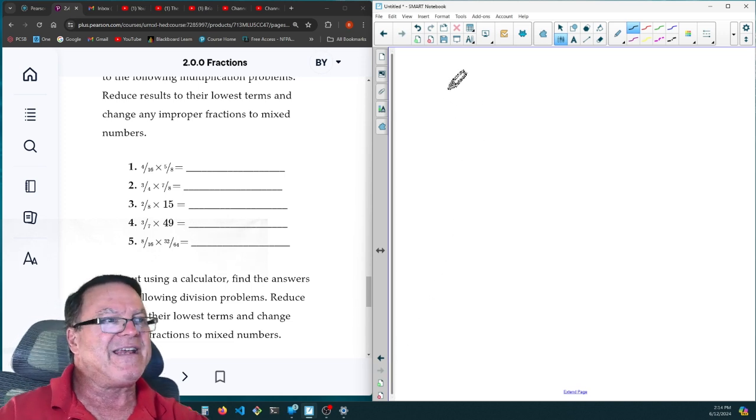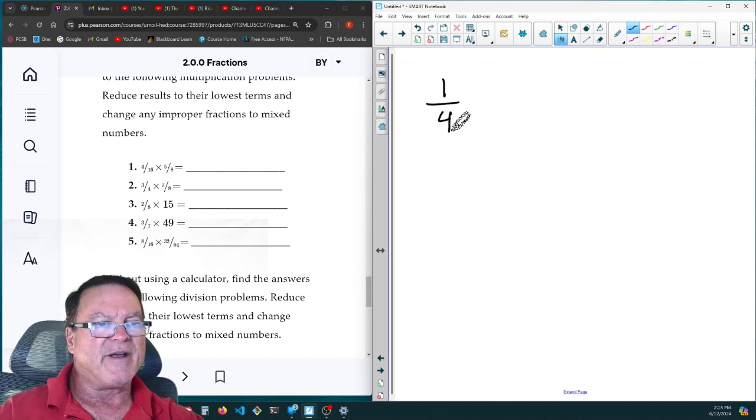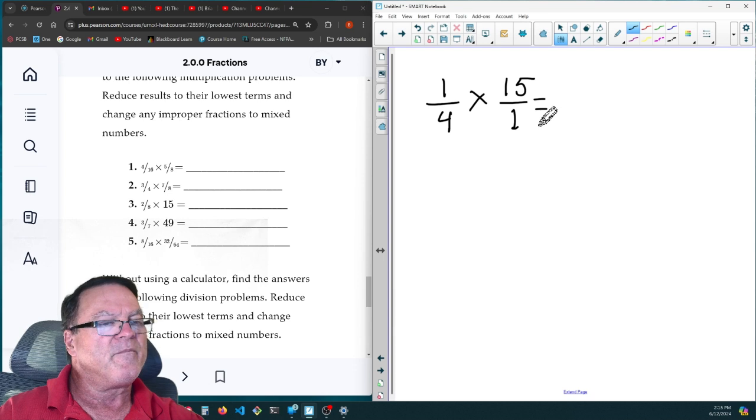2/8 times 15. Well, I'm going to change 2/8 to 1/4 because I know 8 is divisible by 2. So 2 divided by 2 is 1, and 8 divided by 2 is 4, so that's 1/4 times, and I'm going to write 15 as 15 over 1. And 1 times 15 is 15, and 4 times 1 is 4. So 2/8 times 15 equals 15/4.